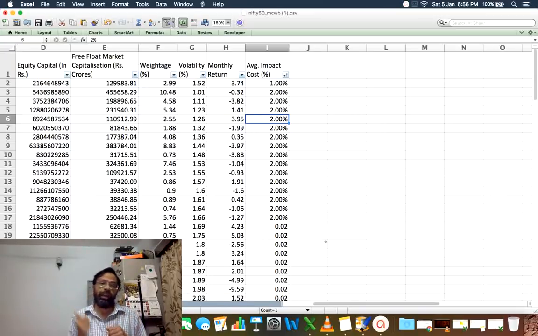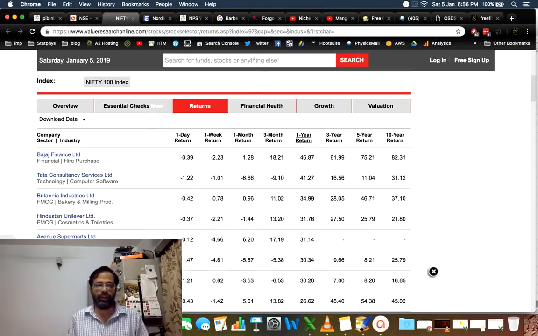If you want, you can add additional screeners using balance sheet metrics. You have financial health, earnings growth, and so on. So you can do that with my Excel screener. So that's essentially how you can do it.